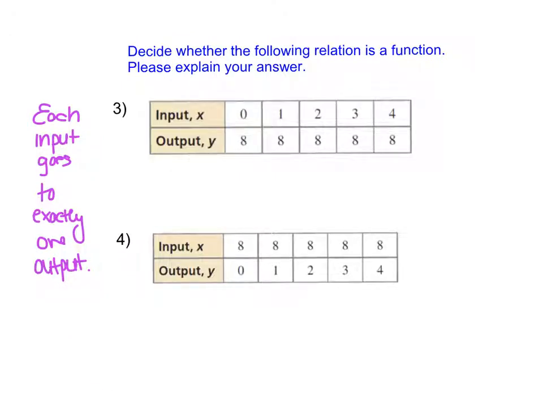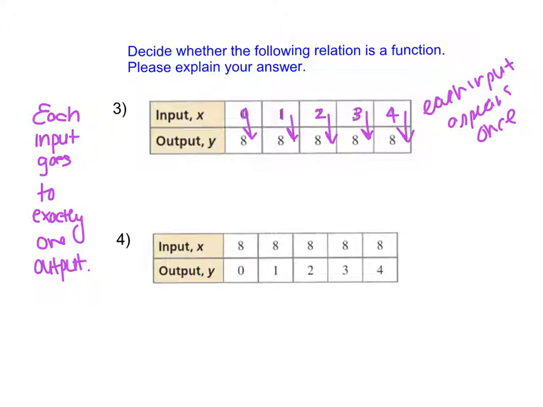So now let's take a look at some tables. Here in example 3, we can see that we have different inputs: 0, 1, 2, 3, and 4. Each input appears once. So 0 goes to 8, 1 goes to 8, 2 goes to 8, 3 goes to 8, 4 goes to 8. And while it seems a little tricky because all of these outputs are repeating, this one is actually okay because each input only appears one time. Each input is going to one output.